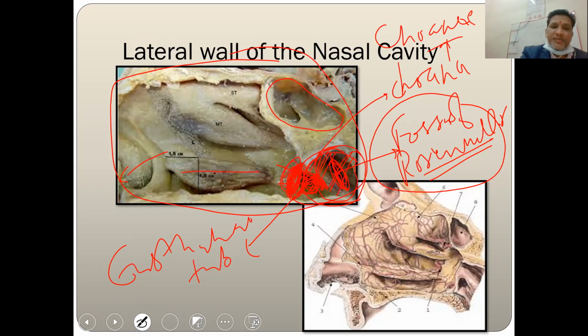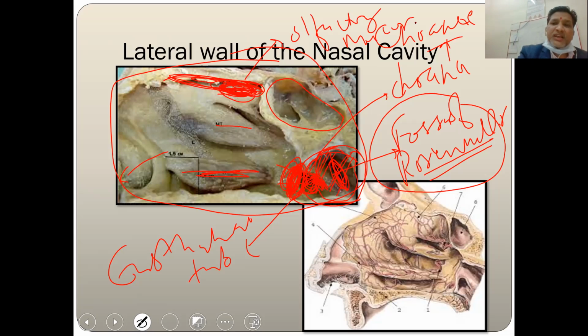And these are the three turbinates. This is the inferior turbinate, which is embryologically different from the middle turbinate and superior turbinate. The area superior to the superior turbinate, which is the ethmoidal area, the roof of the nasal cavity, or anterior cranial fossa, is the cribriform plate. This area is related to the olfactory mucosa.